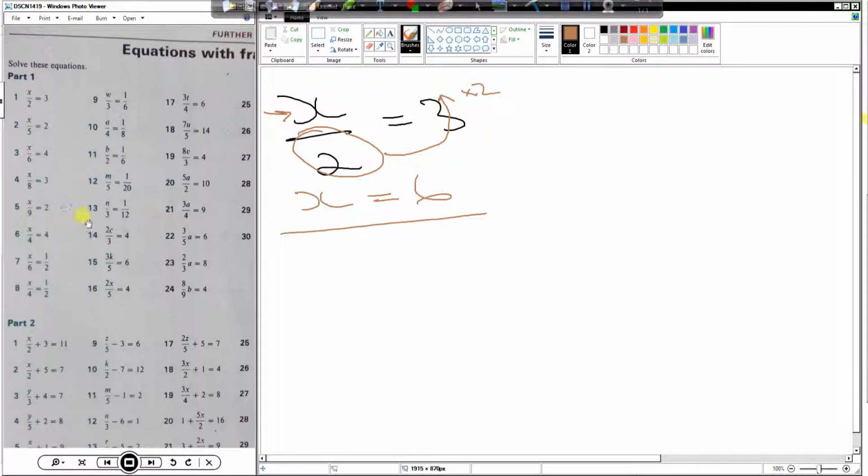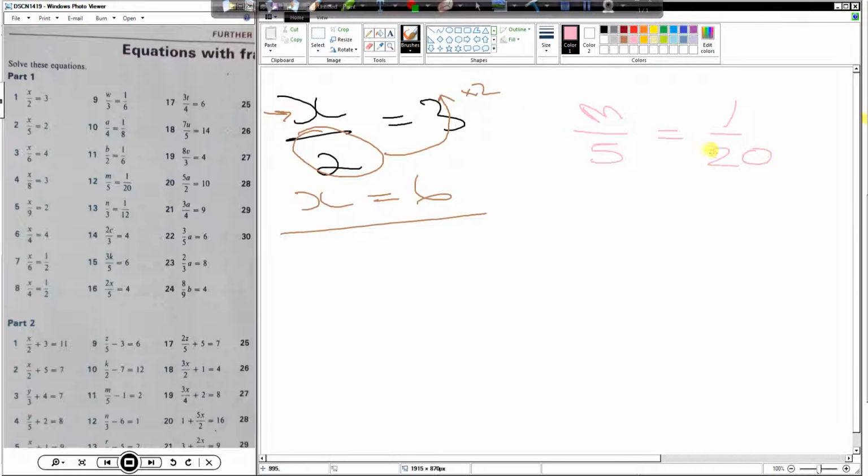Let's have a look now at question 12. Question 12 is m over 5 is equal to 1 over 20.